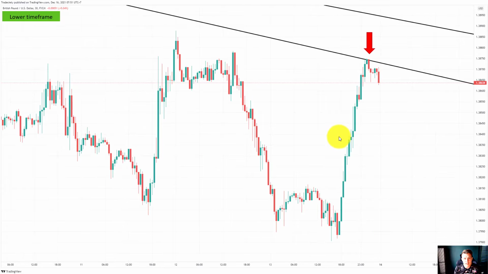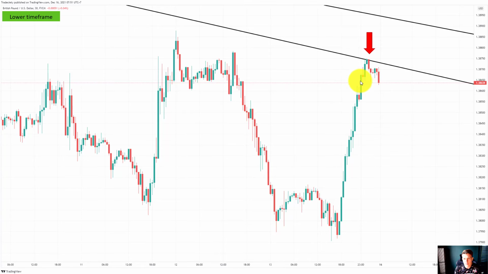Another example here, we come back into the trend line a little bit later. So this is still here. What you can see is the higher time frame trend line. We come back into the trend line a few candles or a few days later, and we are looking for more continuation to the downside.